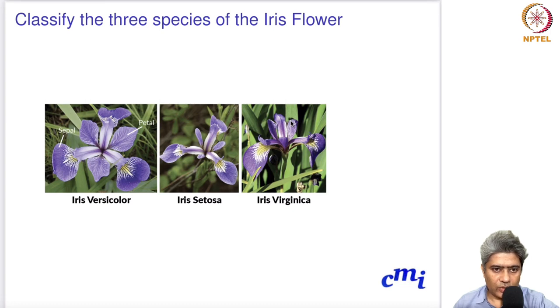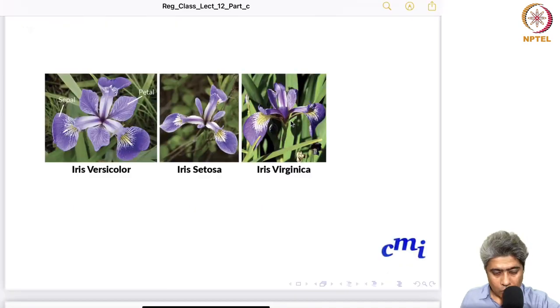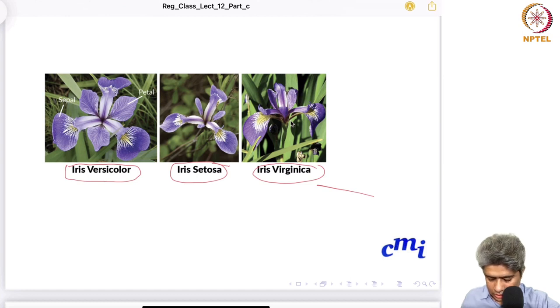It's an English flower, Iris, and it has three subspecies. One is Iris versicolor, the second is setosa, and the third is virginica. Now, obviously, this is the sepal, and this is the petal. This is the sepal, and this is the petal.